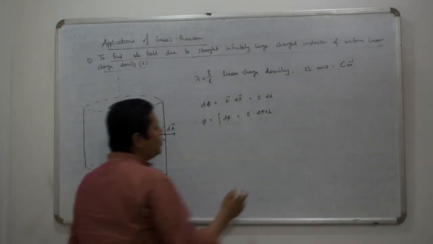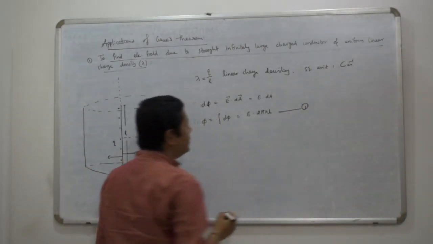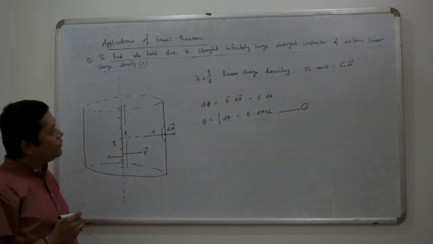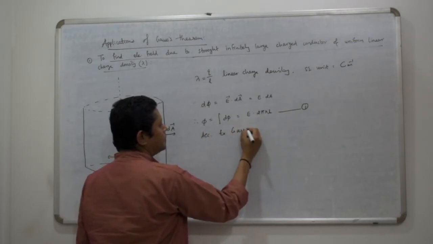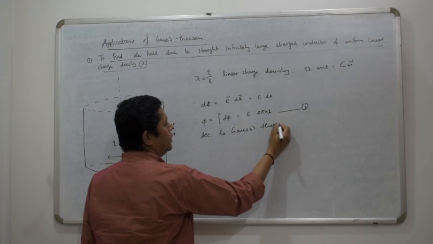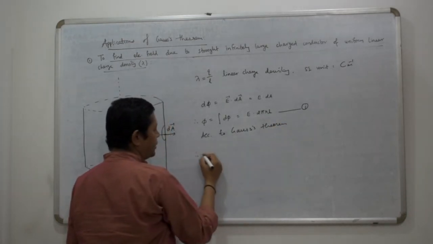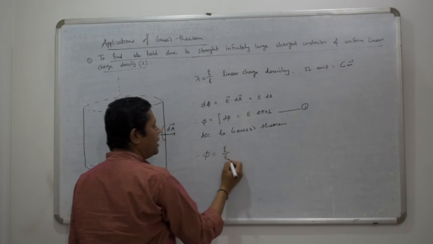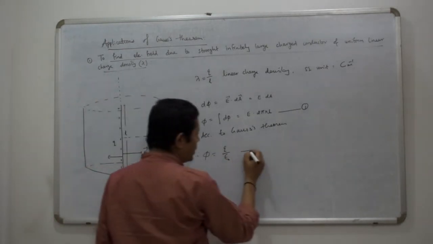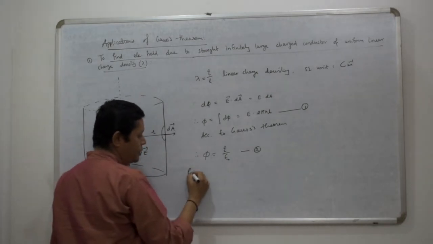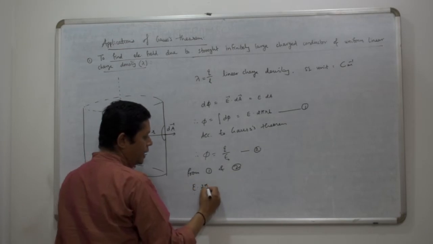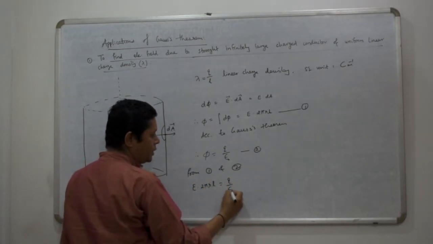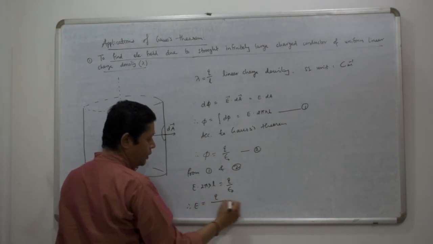And that's why, one equation of flux, you can write that flux phi is equal to E into 2 pi RL, from the definition of flux. According to Gauss theorem, this charge is enclosed by the Gaussian surface, therefore flux phi is equal to Q by epsilon 0. So equating these two equations of flux, from equation 1 and 2, you can write E into 2 pi RL is equal to Q by epsilon 0, and therefore E is equal to Q upon 2 pi epsilon naught R into L.